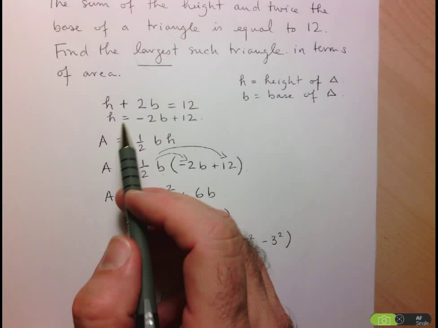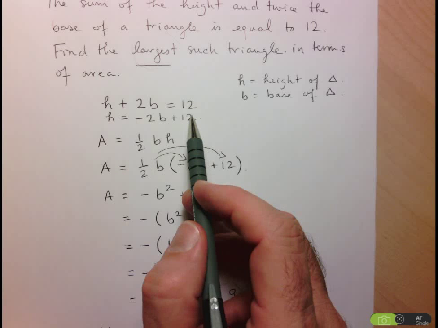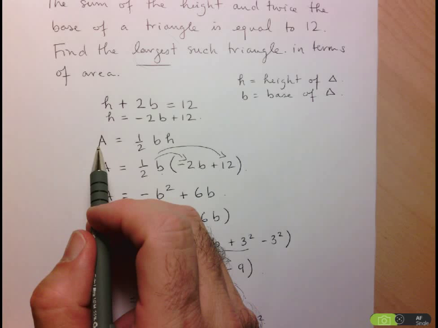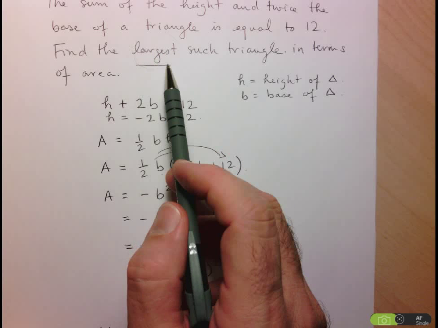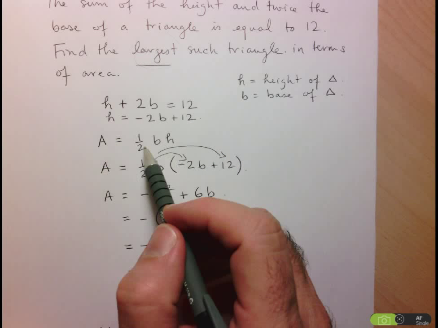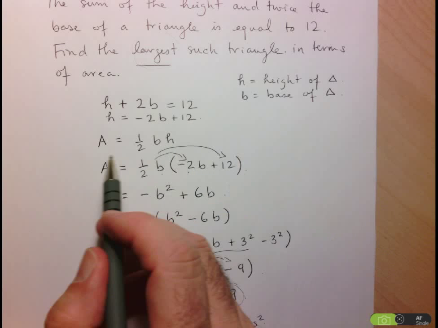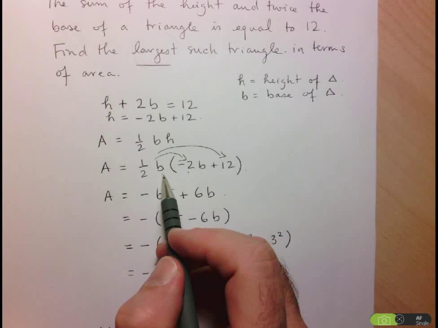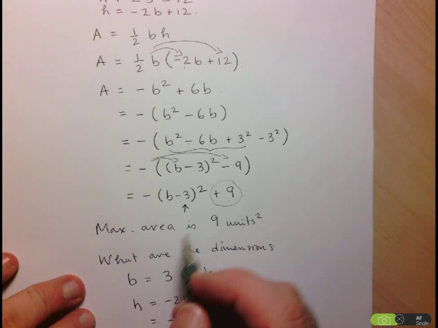Step 1 was to write a relationship between the two unknowns, in this case height and base, and then come up with a function to represent what we want to find the maximum value of, in this case area. Write our equation, and then do a substitution in order to get a function of only one variable. In this case, the variable we used was the base. Go through the procedure of completing the square, and then once you've done that, make sure you answer the question that was posed. Okay, that's it for now.